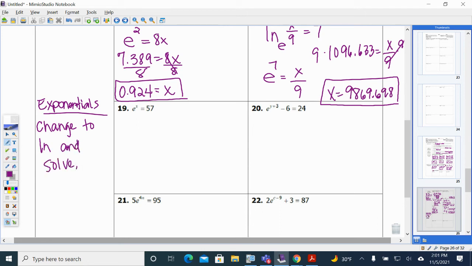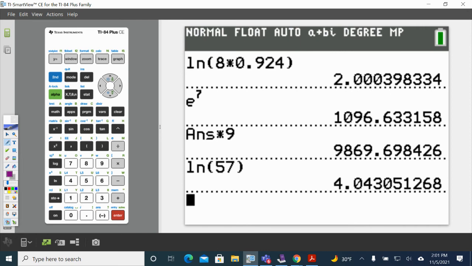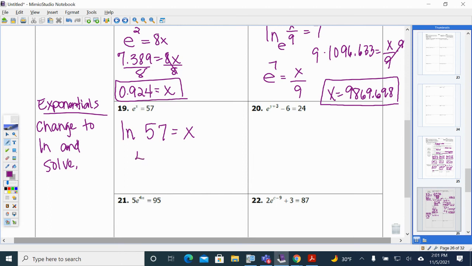Now, you may have to do some condensing. The whole getting the exponential part by itself is still a thing, so be careful. Number 19, we have e to the x is equal to 57. So we can go ahead and write that as the natural log of 57 is equal to x. The natural log of 57 is going to be 4.043 for x.